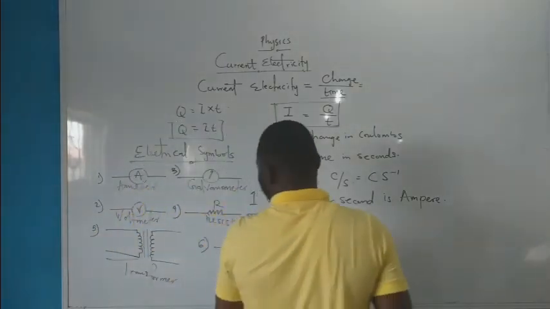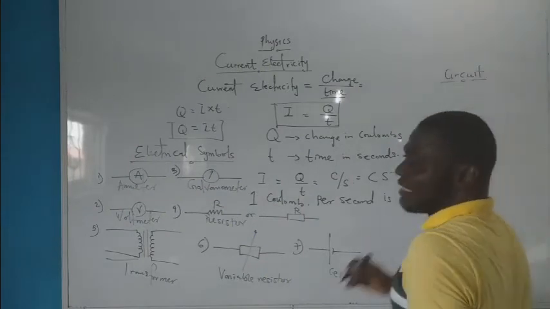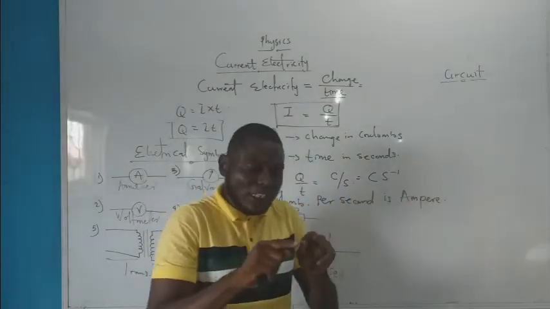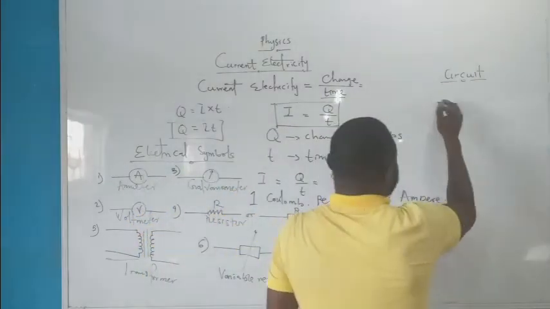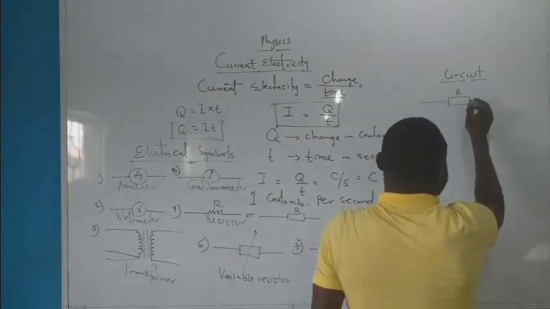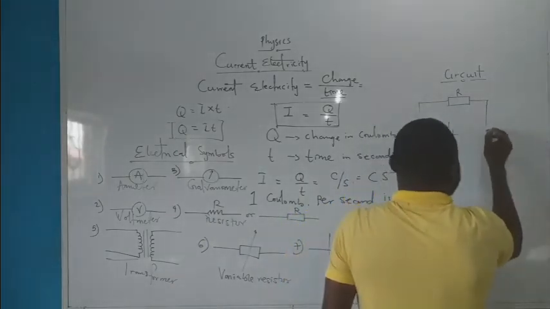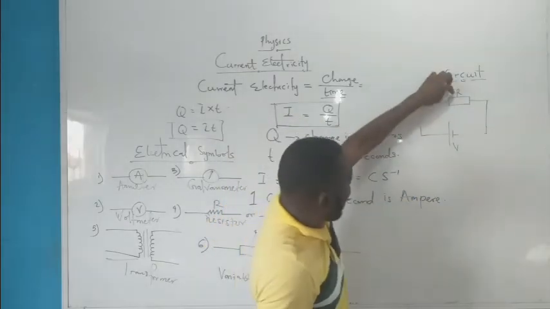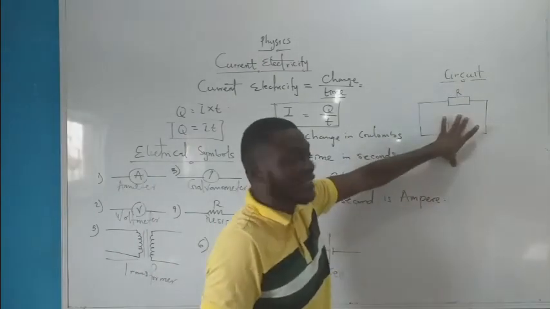The next thing is the circuit. What do you mean by circuit? A circuit is a closed path that allows the flow of electrons. Something like this: this is the resistance box, and this is a battery voltage. Whenever we have a load, this is a circuit.